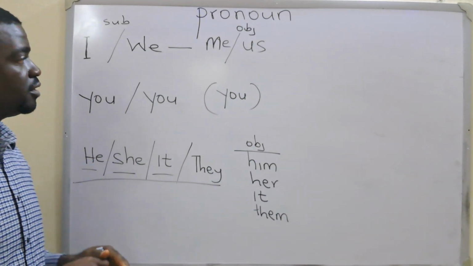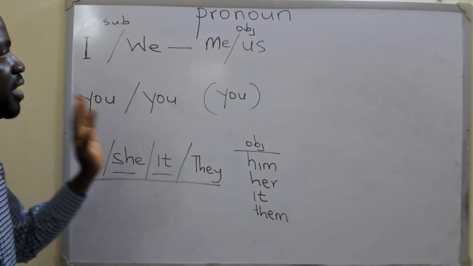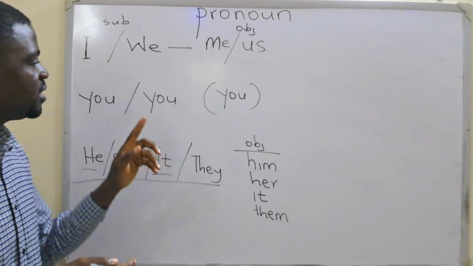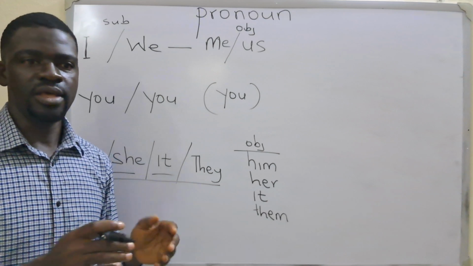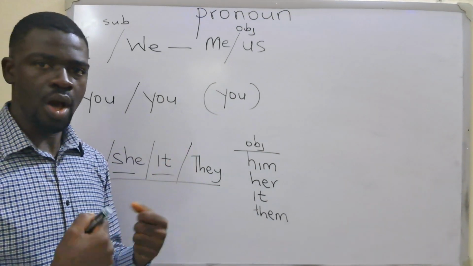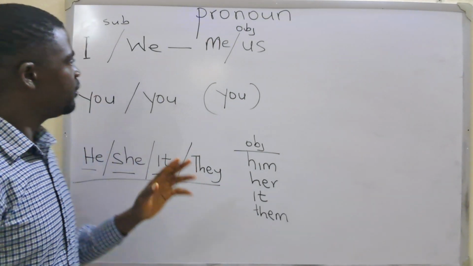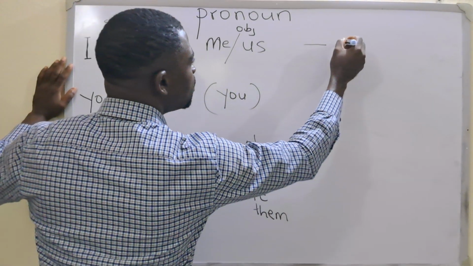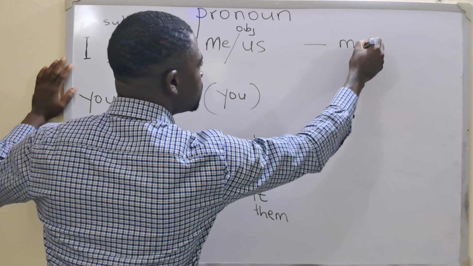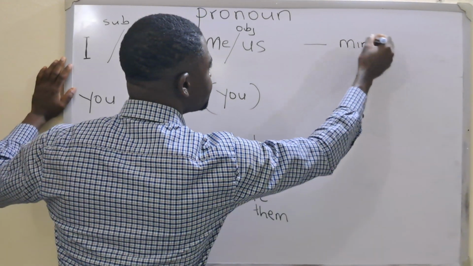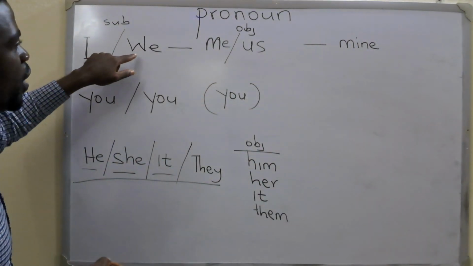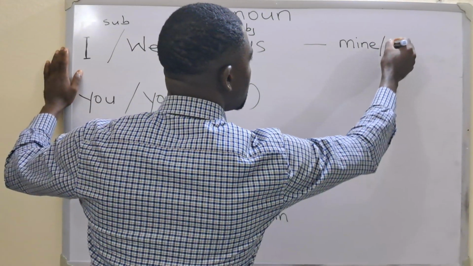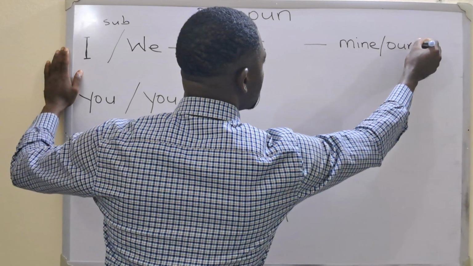Apart from indicating plural, singular, subject, and object form, these pronouns can also indicate possession. That is to show that I owns something. There is a pronoun to indicate that I am the owner of something. So if I own something, it is mine. If we own something, it is ours.